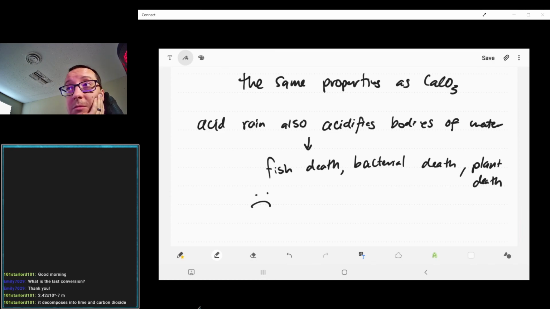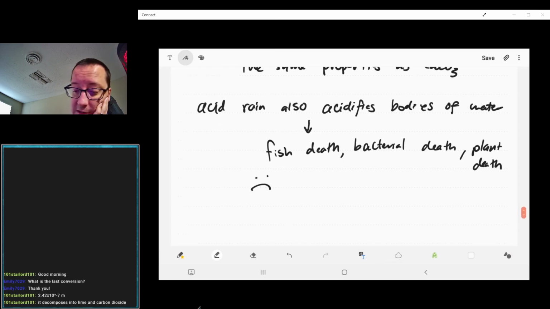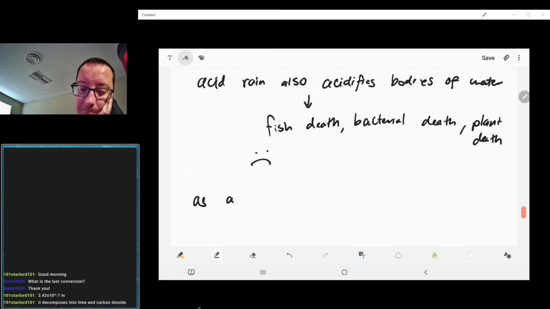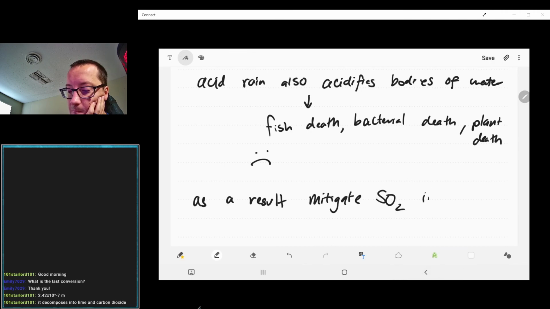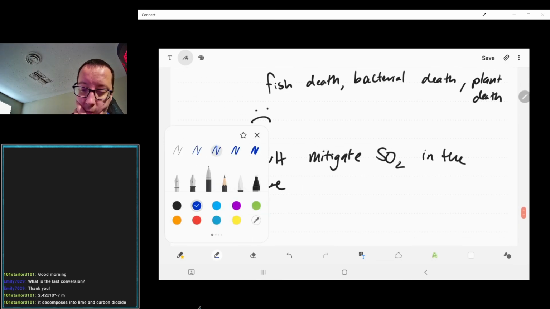So this is a problem, right? And so as a result, we want to mitigate SOX production. That's what we want to do. Mitigate: to diminish, make smaller, get rid of, fix the problem. And so we have some solutions here.